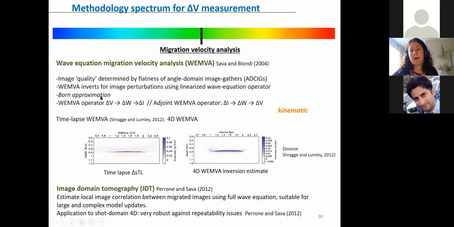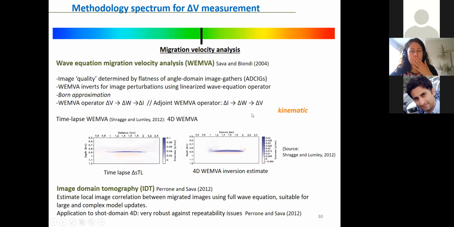It's another dynamic approach. So you look at the flatness of your angle domain image gathers as a way to understand if your velocity is correct, and you use the forward operator as something that takes you from changes in velocity to changes in the wave field and changes in the image domain, and the inverse is going from really understanding and solving for changes in the image domain all the way down to changes in the velocity.